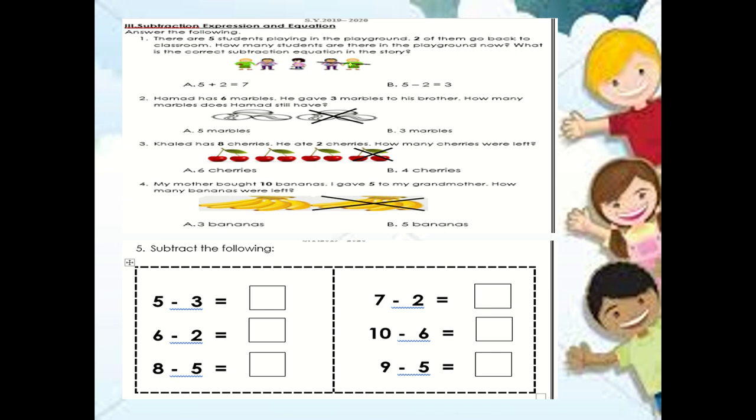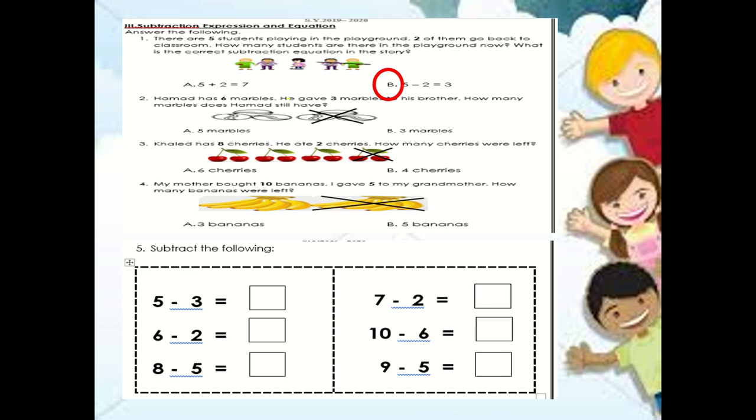So look at this picture. So what do you think is the correct subtraction equation in the story? Is it letter A, 5 plus 2 equals 7, or B, 5 minus 2 equals 3? Take a look at the picture, and also please remember when we say subtraction, what is the sign? It's minus. So what is the answer in number 1? It's B. Very good. So let's proceed in number 2.